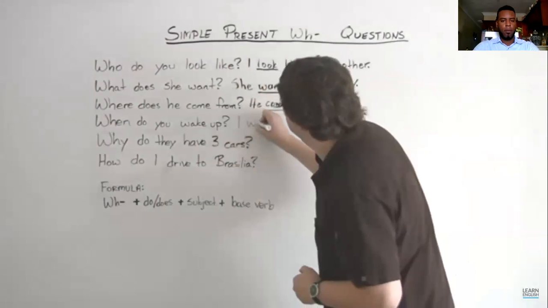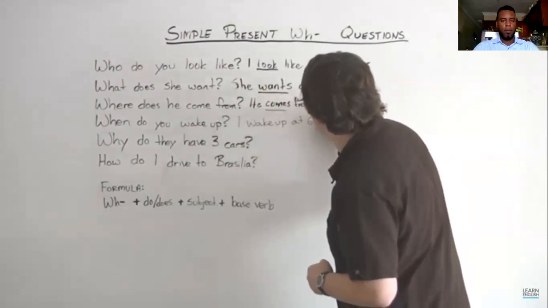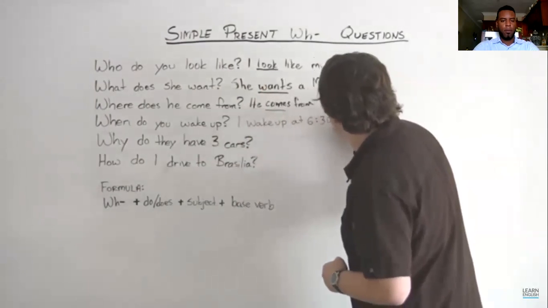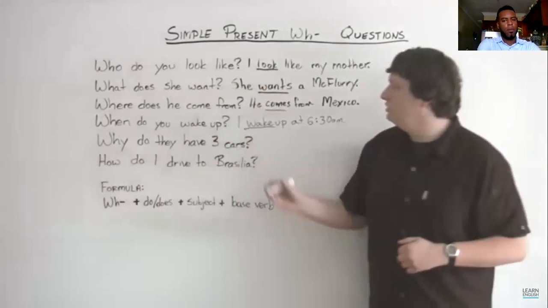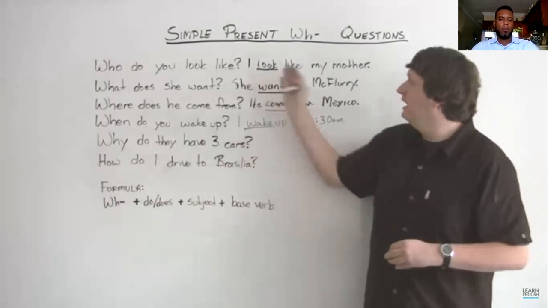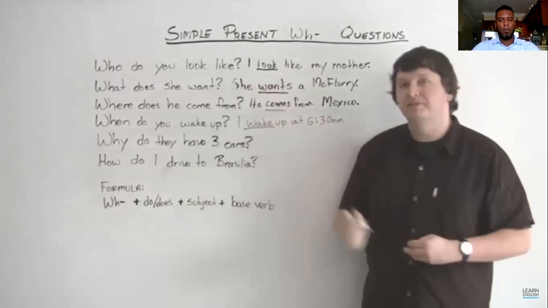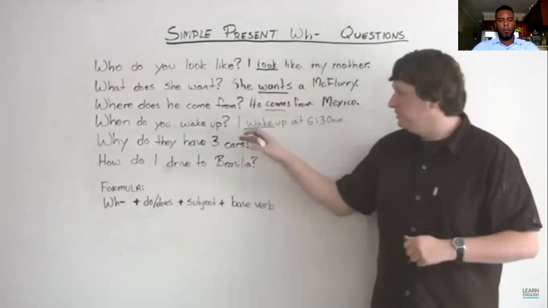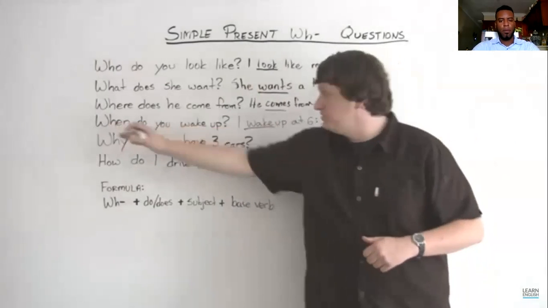Okay, when do you wake up? I wake up at 6:30 a.m. Again, you notice the structure, right? When you're giving simple present sentences, I look like, she wants, he comes from, I wake up, there's no be verb, so in the question, you need the do auxiliary after the question word.